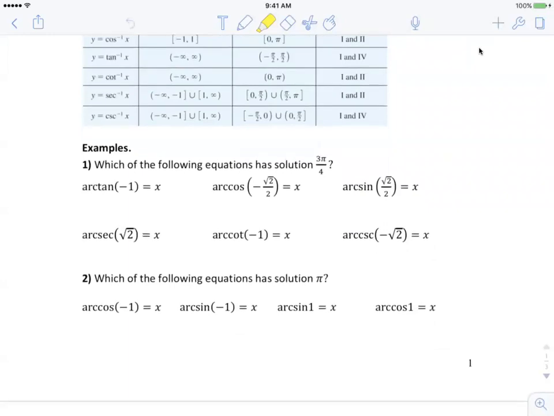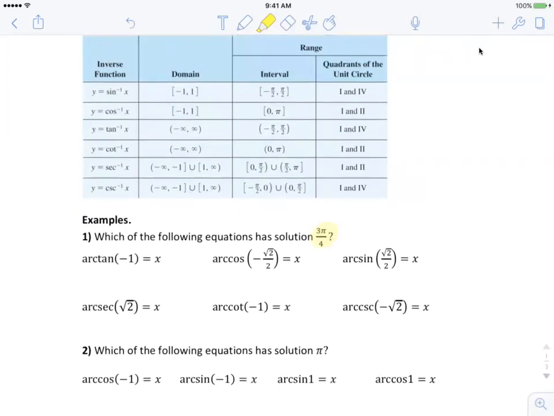So the first type of example you'll see is kind of a multiple choice. Yay, multiple choice. Which of the following equations has a solution of 3 pi over 4? For these, you really have to pay close attention to this table here. All of these are kind of close, but just make sure the value falls within that interval here, right? So we can go one by one and take a look.